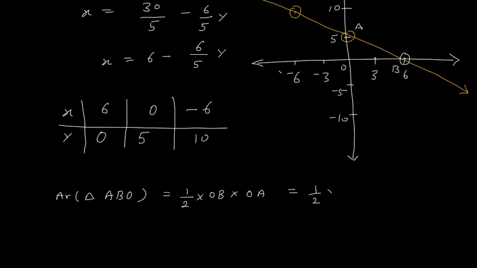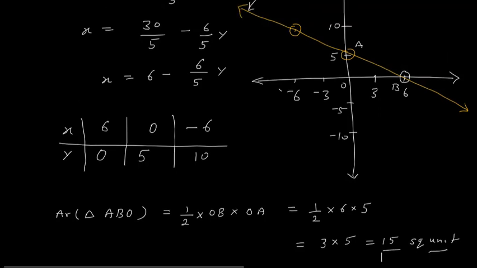So this is half into OB is 6 into OA is 5. So this is 3 into 5, and 3 into 5 is 15 square unit. So area of triangle AOB is 15 square unit.